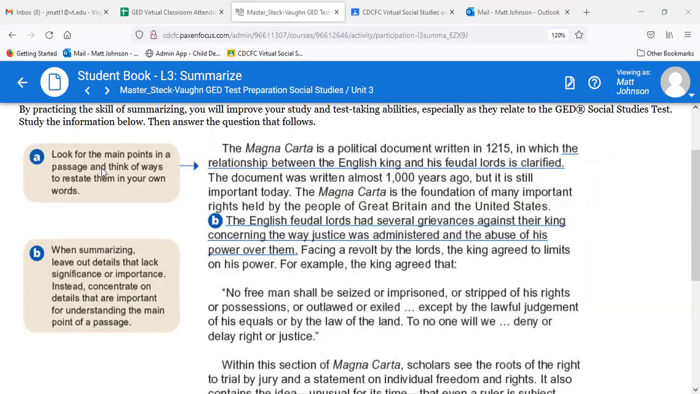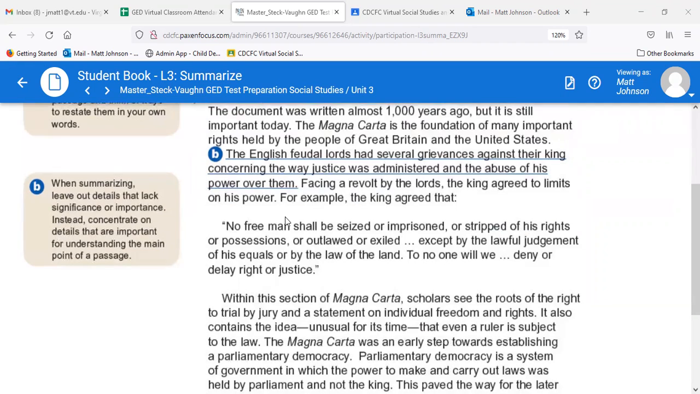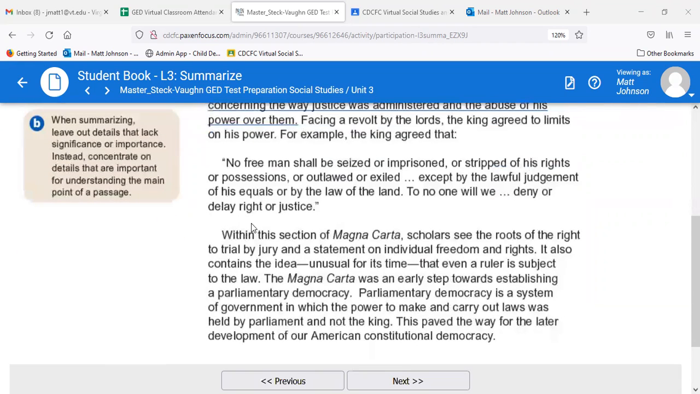For example, the king agreed that no free man shall be seized or imprisoned or stripped of his rights or possessions, or outlawed or exiled, except by the lawful judgment of his equals or by the law of the land. To no one will we deny or delay right or justice. Within this section of the Magna Carta, scholars see the roots of the right to trial by jury and a statement on individual freedom and rights.